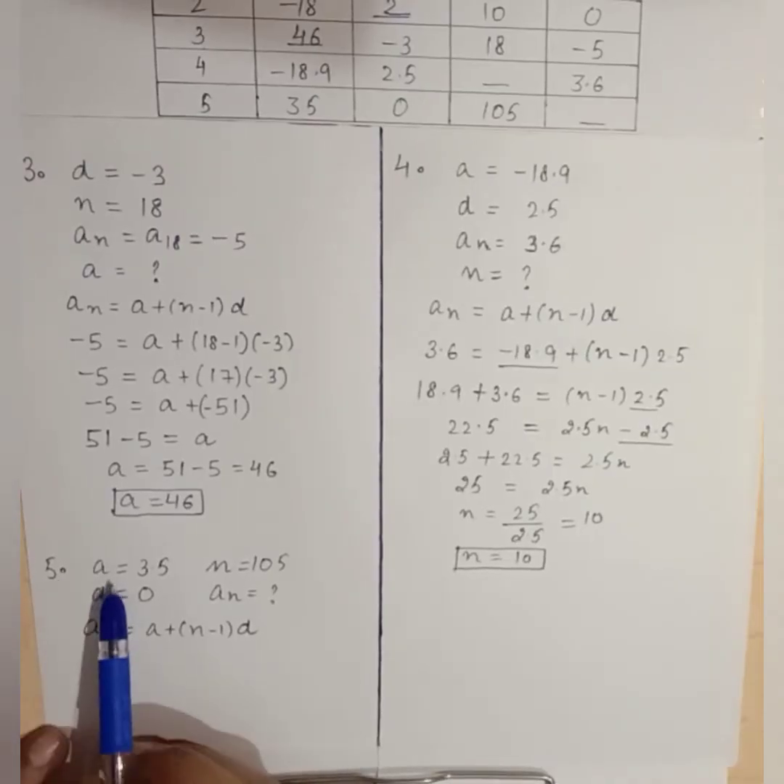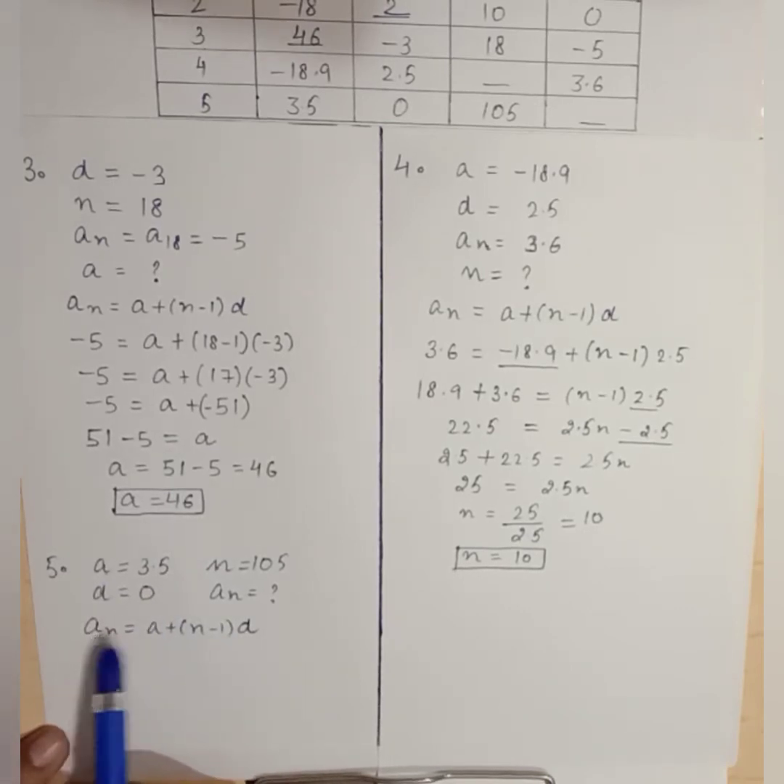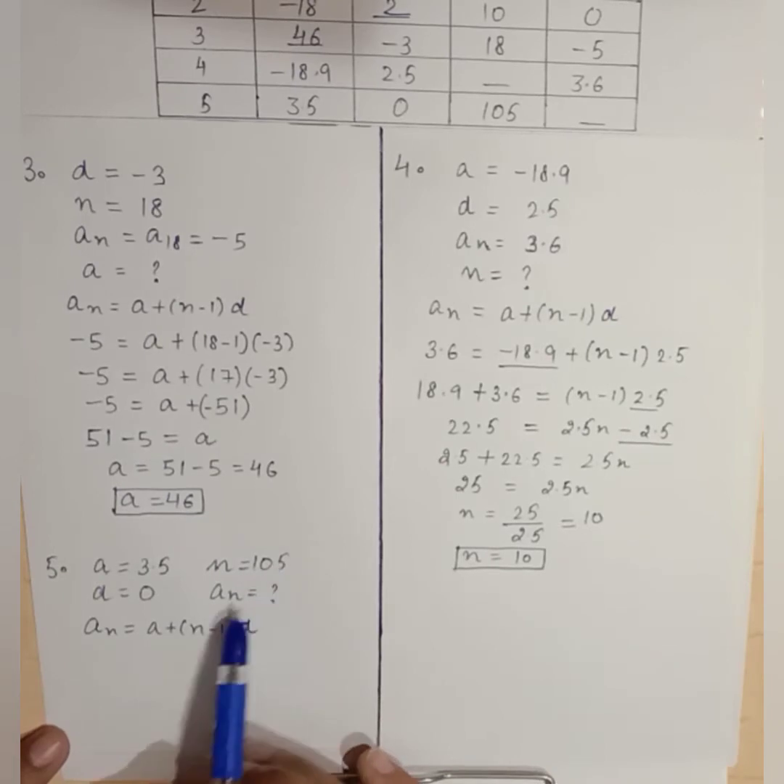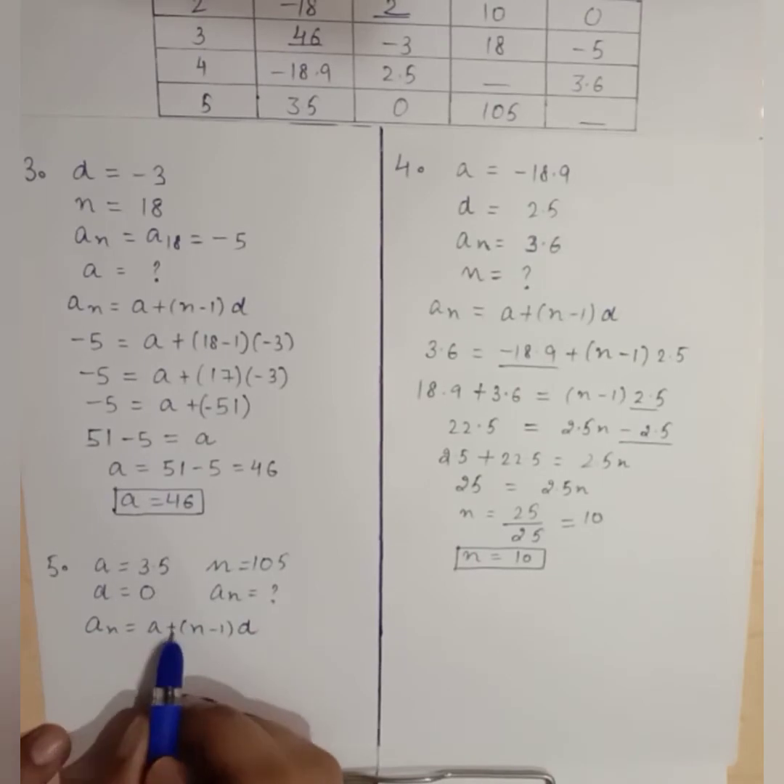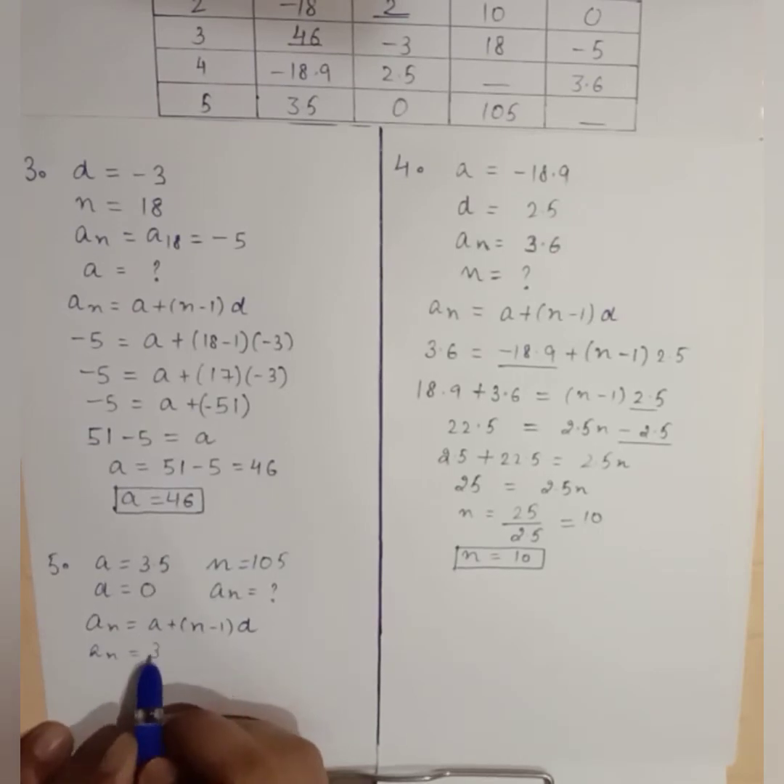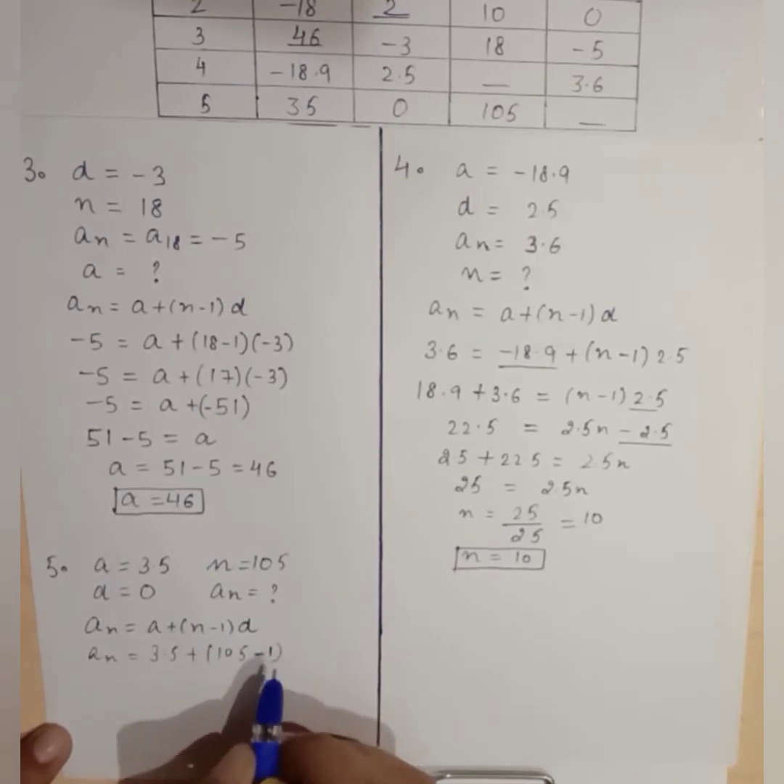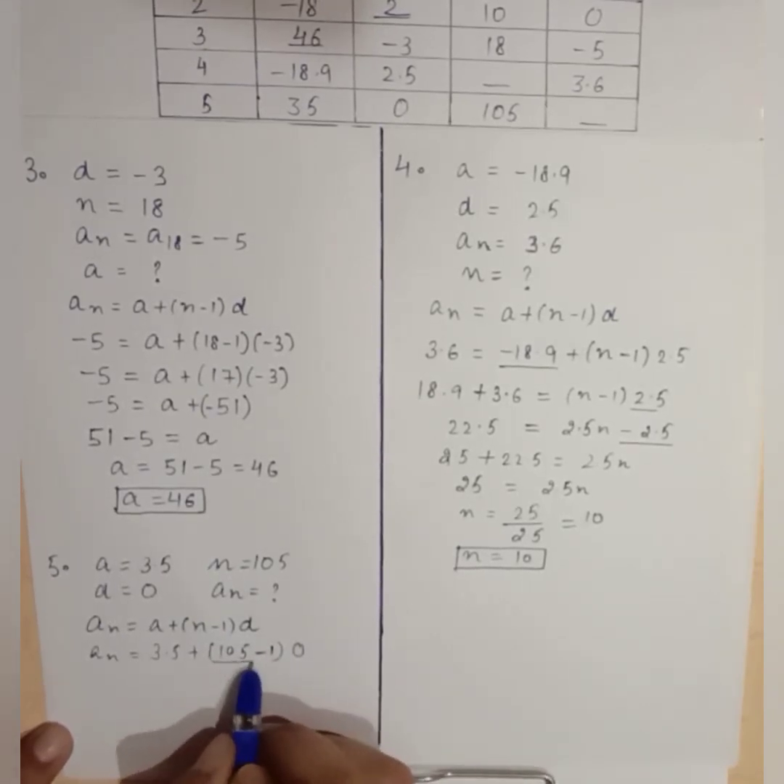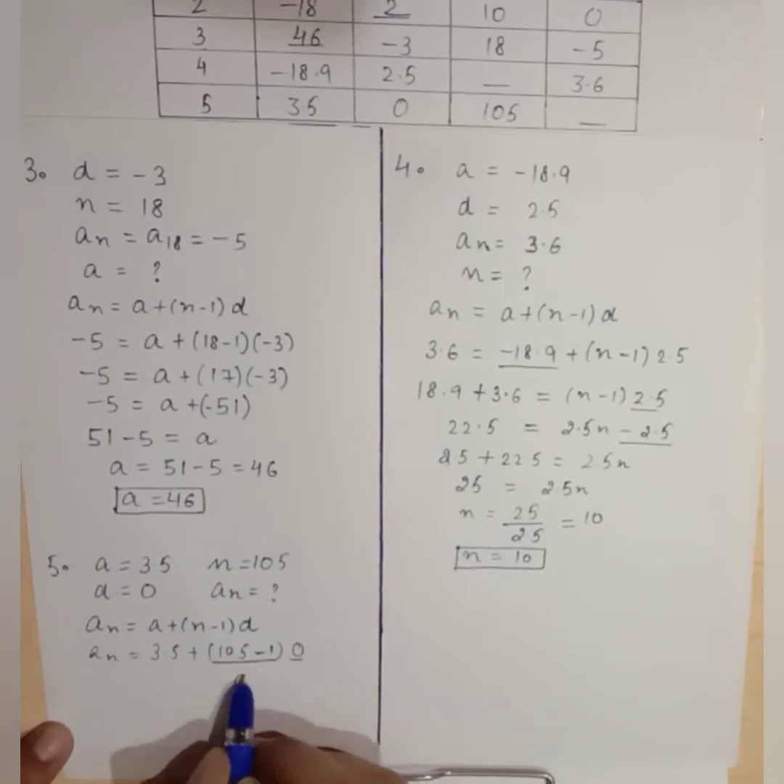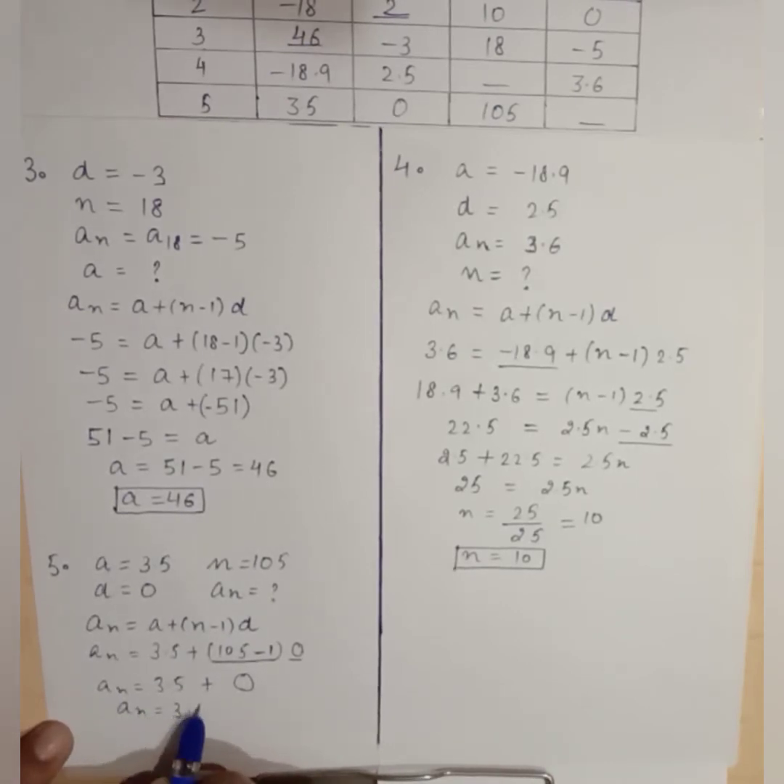In the fifth question, we are given a is 3.5, d is 0, n is 105, and we have to find the nth term. So we use the formula an is equal to a plus (n minus 1)d. an remains as it is. a is 3.5 plus (n is 105 minus 1) and d is 0. Any term multiplied by 0 will become 0. So we write here 0. We get the nth term is 3.5.